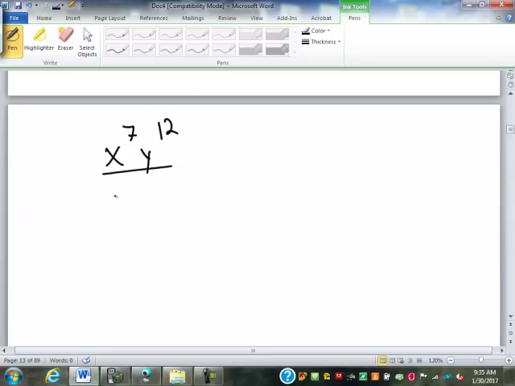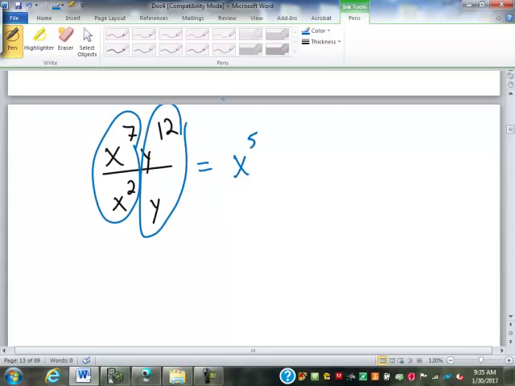So we might have x to the 7th, y to the 12th, divided by x squared y. So I can combine the x to the 7th and the x to the 2nd. What am I going to get there? X to the 5th. Good. 7 minus 2 is 5. And I can combine the y to the 12th and the y. Now, what power is on this y? It's a 1. Good. It's not written there, but it's implied. It's assumed that it's a 1. Any number has a power of 1 on it, even though we don't write it. So that becomes y to the 11th. Good. 12 minus 1 is 11.